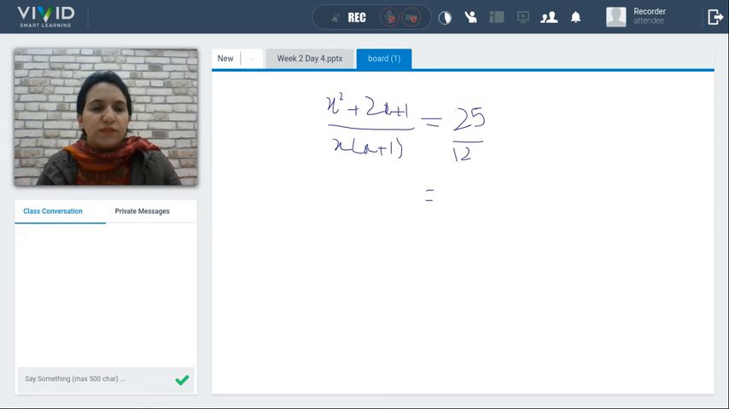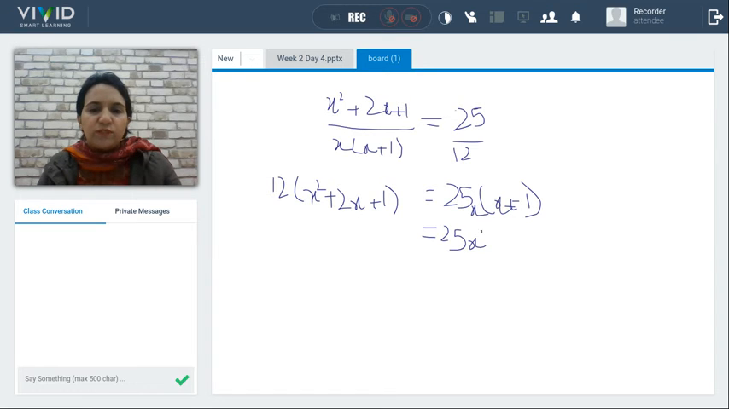Here we know that this is not the standard quadratic form, so we are going to multiply in the cross. 12 is being divided here, on the other side, on the left hand side, it will be multiplied. Now here x square plus 2x plus 1, and 25 x and x plus 1 will be multiplied here. In this procedure we are just converting this equation into standard form first.